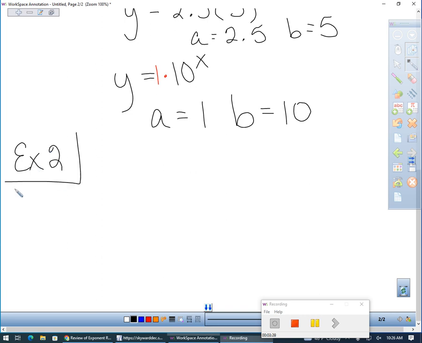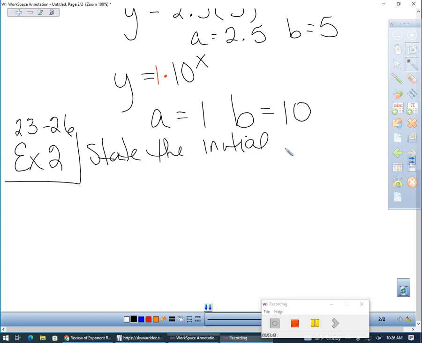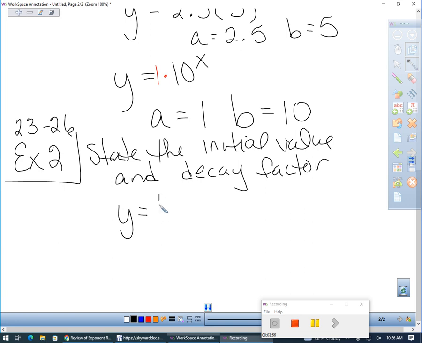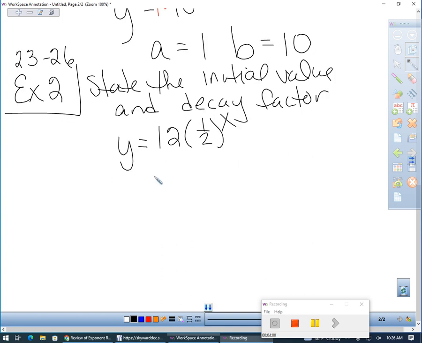Now, I know this is going to sound weird, but we're going to jump all the way down to 23 through 26 real quick. State the initial value and the decay factor. So I have y equals 12 times 1/2 to the x. My a value is 12, and my b value this time is 1/2. It's a decay factor because it's between 0 and 1.